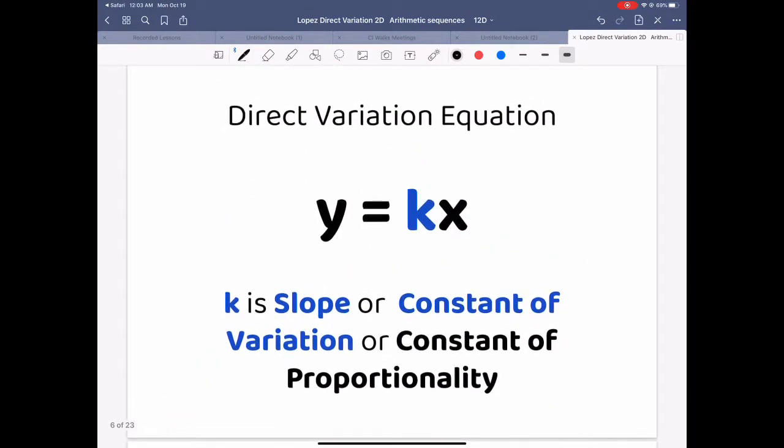So again, k is the slope of the line, but when you look at it from a real world perspective, it's going to be the constant of variation. Again, all this means is that the problems they're going to give you are proportional, always.